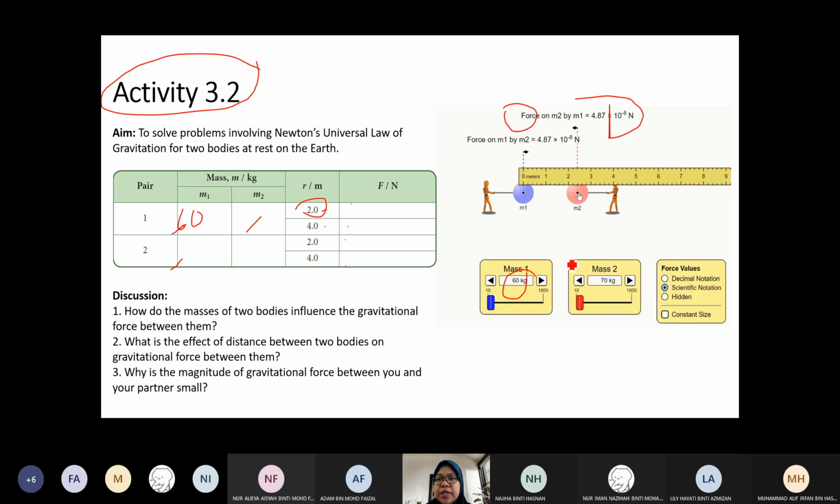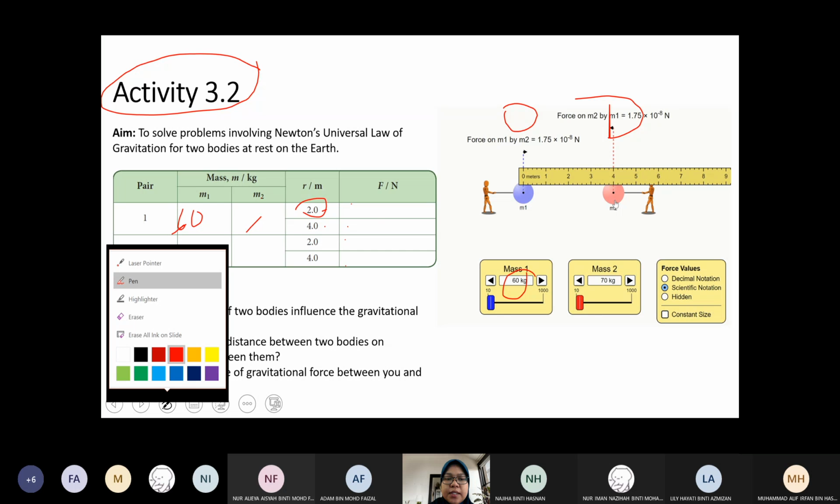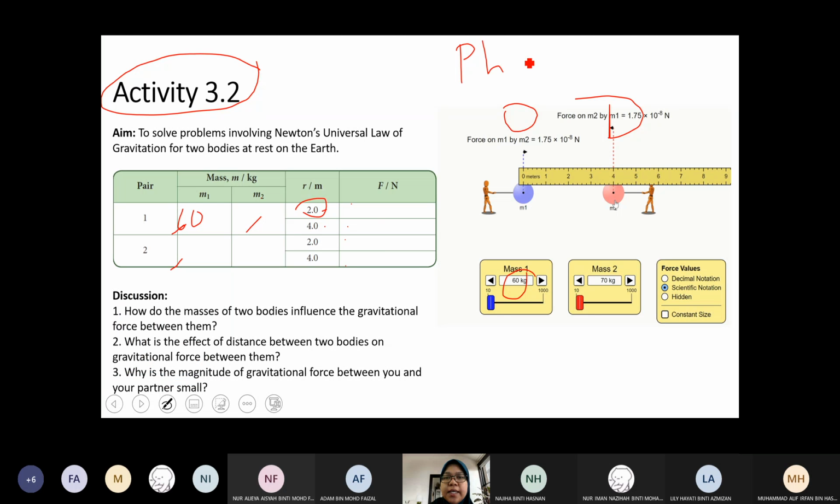So, okay, this one I use a simulator. You can just Google it and go to this one. This one is from the University of Colorado. Okay, so what happens if we change the distance from 4? So this is the distance, and then we get a new force. Okay, 1.25 times 10 to the power negative 8. So put it here. Right, and then we repeat the activity with different masses.